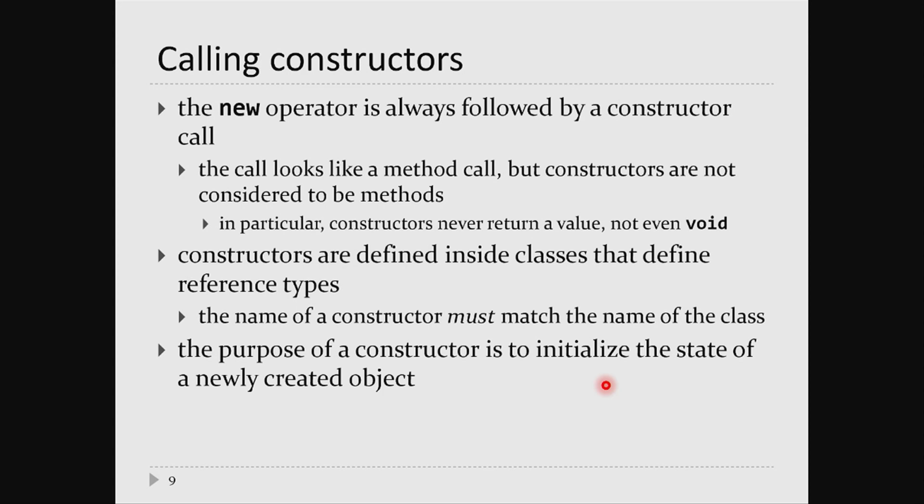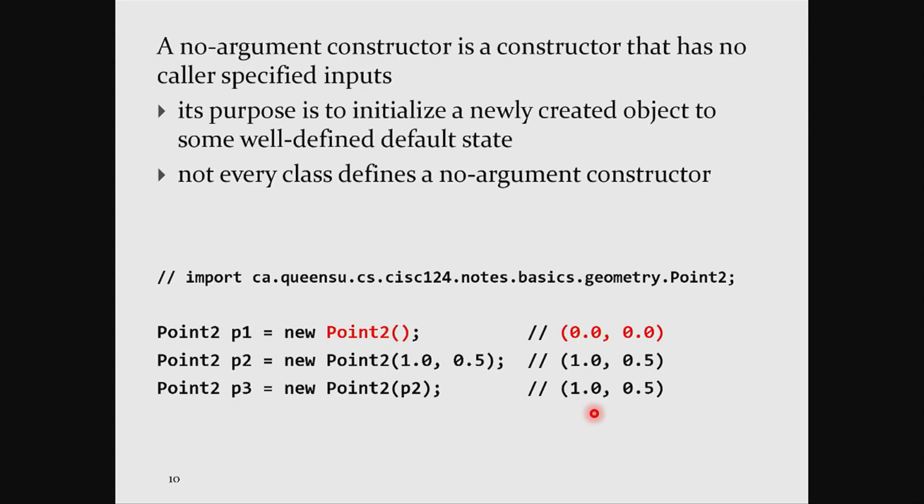A good constructor will initialize the state so that the object has a valid state. For example, if you have a class that represents the time of day, a well-written constructor will never give you a negative time of day, or a time of day that says that the hour is 37 or something like that. Now, there are a few different types of constructors.